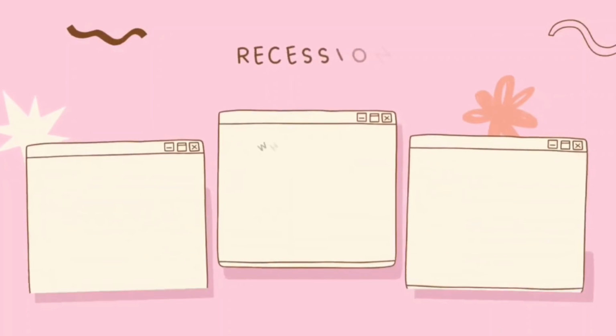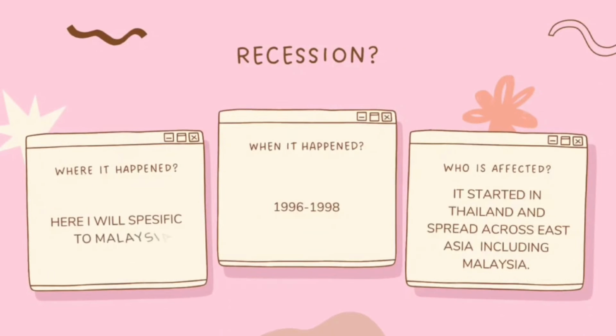So has this recession ever happened? When did it happen and who is affected? Here in this slide I show you about recession in Malaysia, and it happened between 1996 until 1998. It not just affected Malaysians, but it spread across East Asia and it started from Thailand.